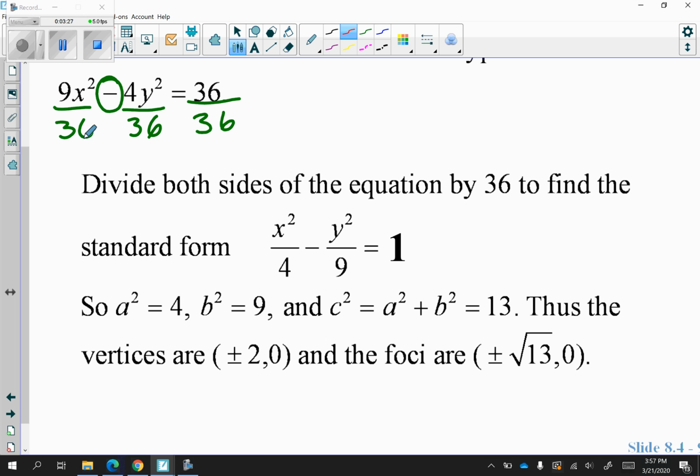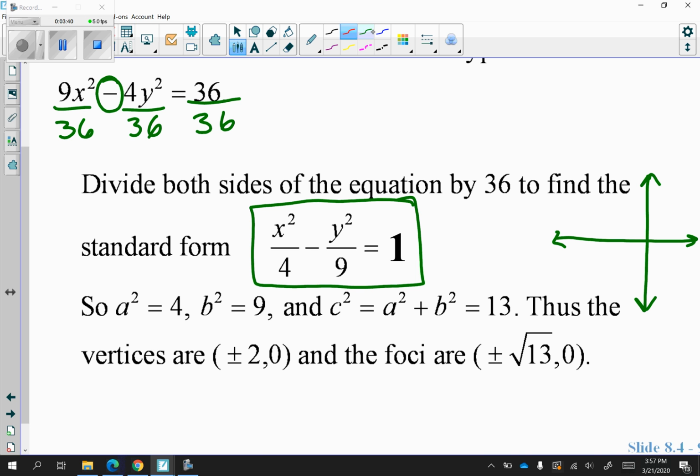So I end up getting x squared over 4 minus y squared over 9 is equal to 1. So this is my standard form of my hyperbola. So let's graph it. I'm going to draw my y-axis and my x-axis. Now because my x is positive, I'm going to go to the left to plot my point, the right to plot my point. This is going to be my hyperbola.